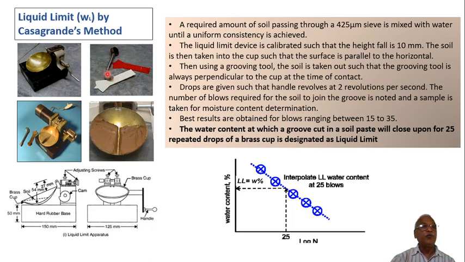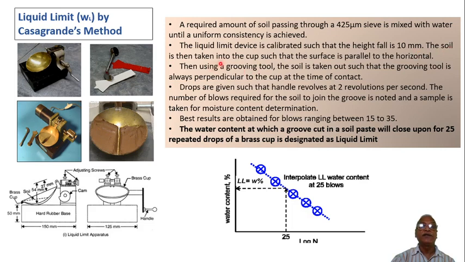So here there is a groove making arrangement. Here there is an arrangement of 1 centimeter height, so that you can adjust the height of fall, the height of drop, as 1 centimeter. Now we'll go into the details. A required amount of soil passing through 425 microns is mixed with water until a uniform consistency is achieved. So you have to make a paste of the soil. The liquid limit device is calibrated such that the height of fall is 10 mm.